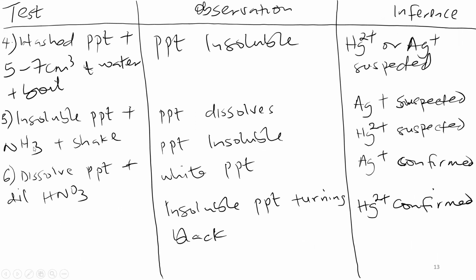For the precipitate that is insoluble, we then proceed to add ammonia and shake. So to the insoluble precipitate plus ammonia and shake, if the precipitate dissolves, then we are suspecting silver. If the precipitate is insoluble, then we are suspecting mercury. Now, to the insoluble precipitate, if it turns black, then that confirms your mercury. But to the precipitate that dissolves, you add dilute nitric acid and you get a white precipitate, that confirms your silver. So this is how you are going to confirm either your silver, your lead, or your mercury, which is your group 1 salt.